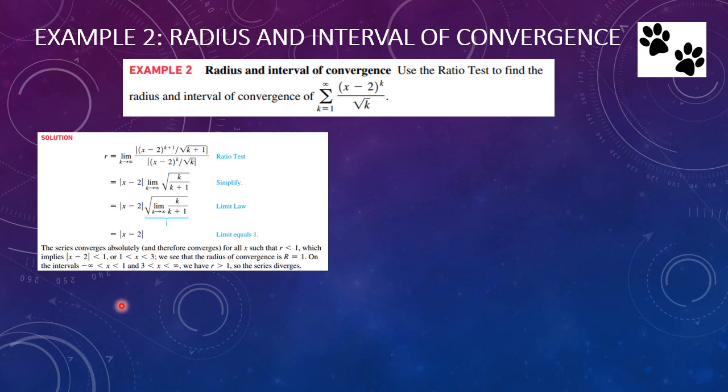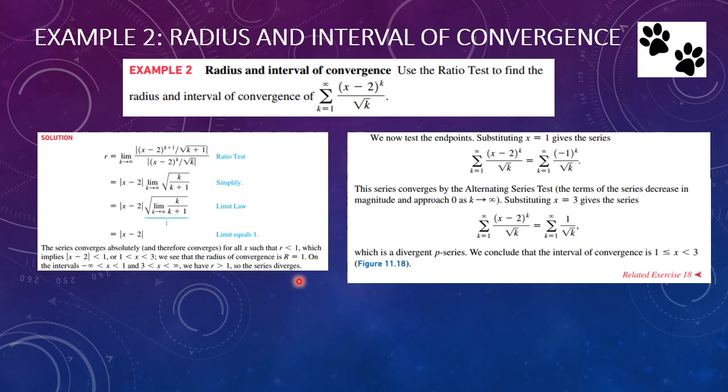So we know that between 1 and 3, this series converges absolutely. Once we get outside of that, we can see that r is greater than 1, so it diverges. So this, again, like a similar problem before, leads us to figure out convergence or divergence at the endpoints.